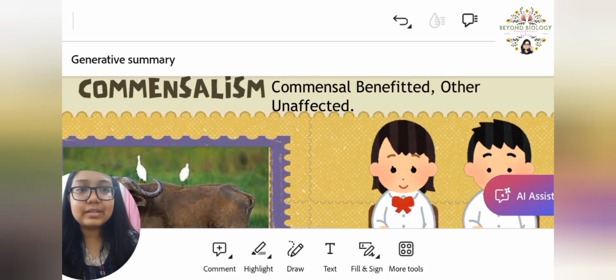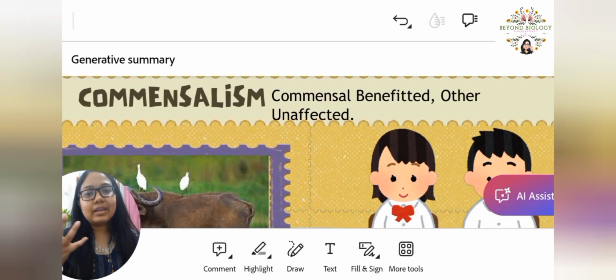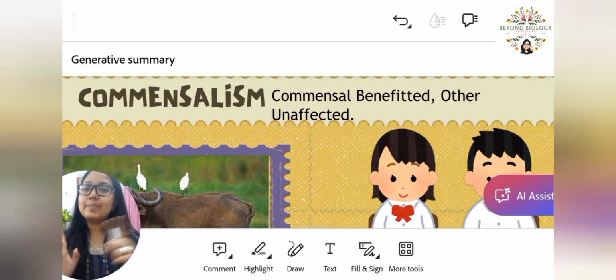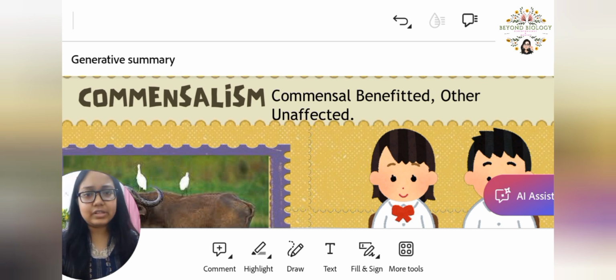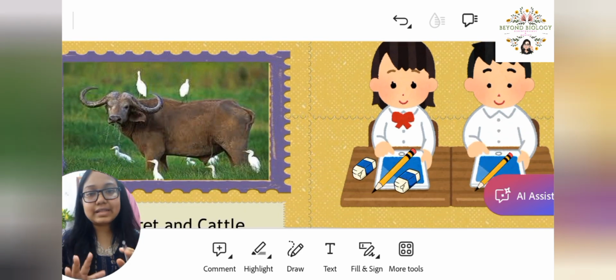Next is commensalism. In commensalism, one commensal is benefited and the other is neither harmed nor benefited. It is unharmed. There is no effect on the other party that is involved. Okay, here in commensalism, let us understand the story first.